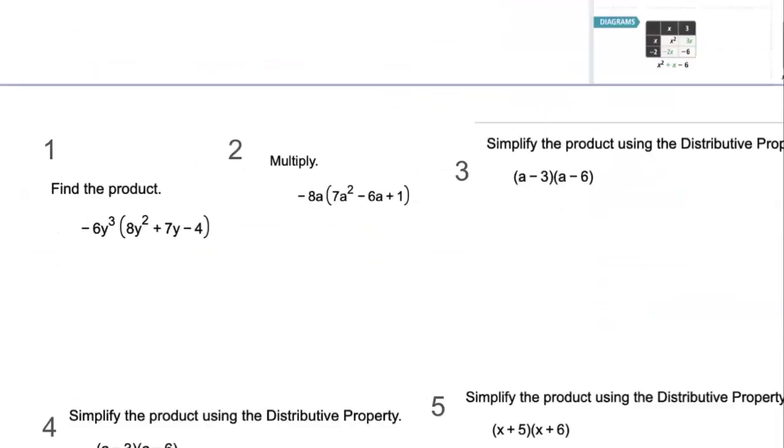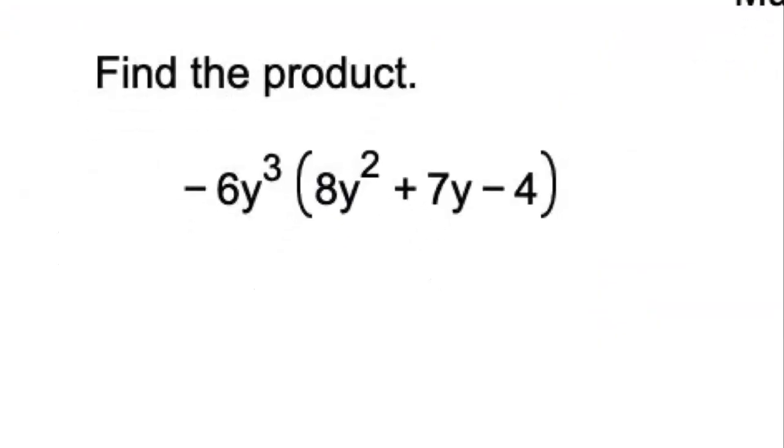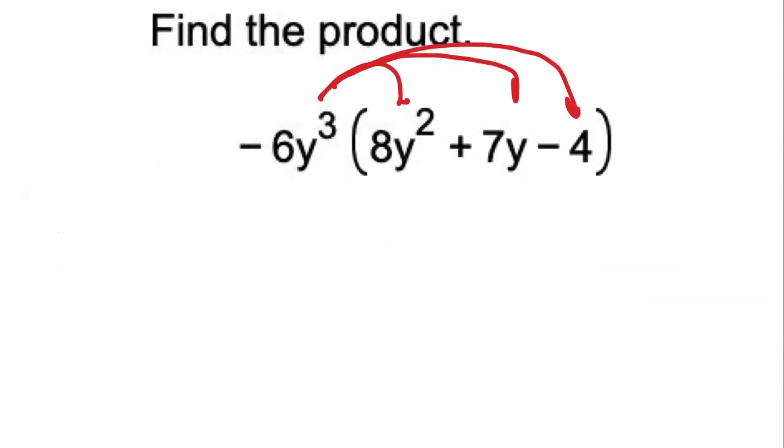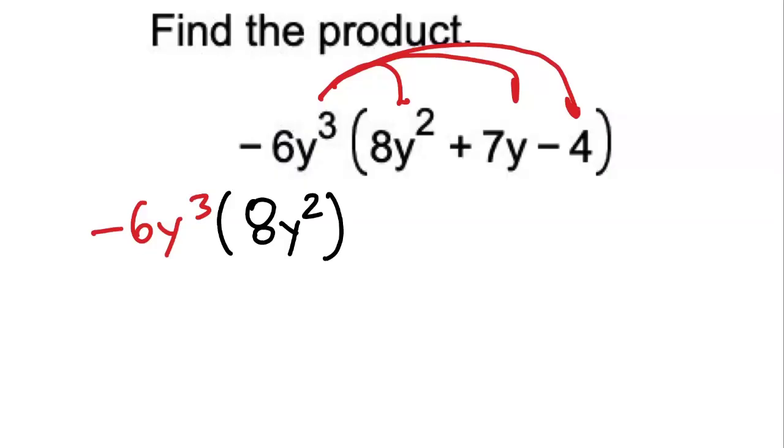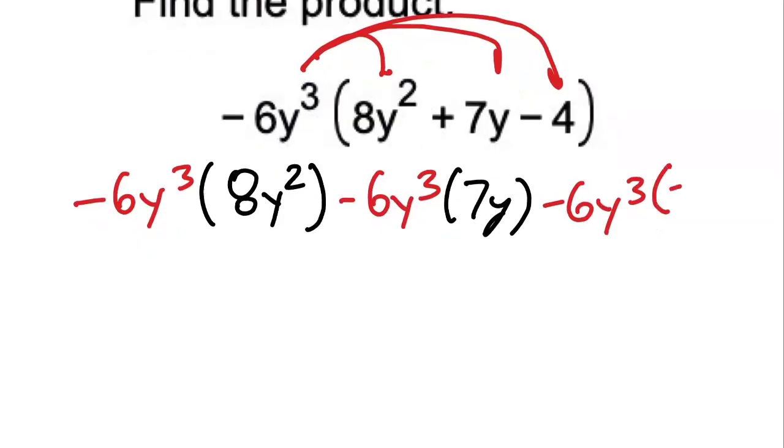All right, so let's get to the practicing. Find the product. There's more than one way to do this. It just depends on what method you prefer. This is the long method from when you first learned it. When you do distribution, you take negative 6y cubed and multiply it to every term. So 8y squared, negative 6y cubed times 7y, negative 6y cubed times negative 4. This is the long way of doing it.